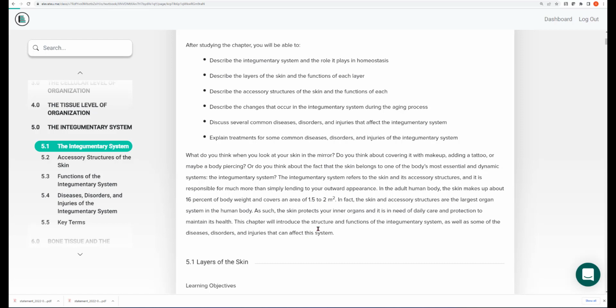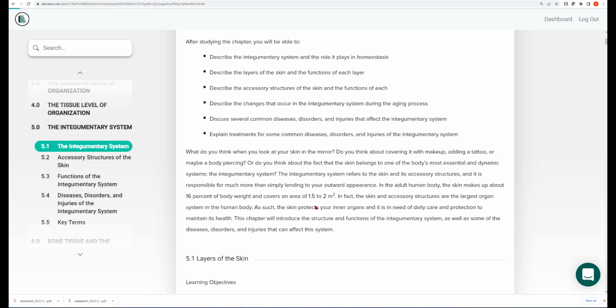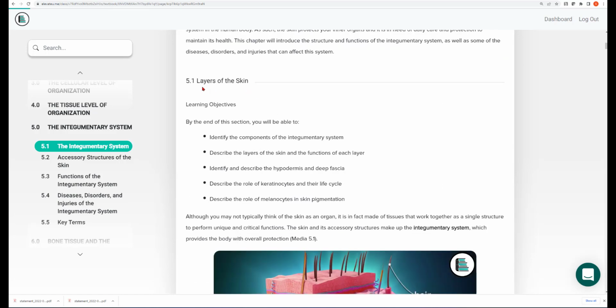So skin is the largest organ on your body. It's very thin, of course. It covers from 1.5 to 2 square meters in area and has a very huge role, not only in protecting your body, but also fighting off diseases, helping to regulate your homeostasis with your thermal regulation, and has a number of other important functions, many of which we'll talk about now. So let's get into 5.1, layers of the skin.